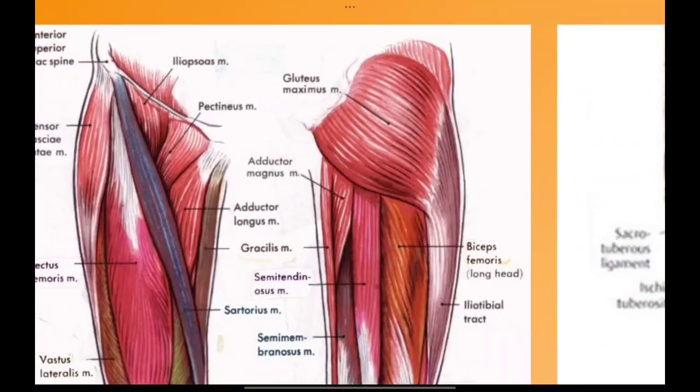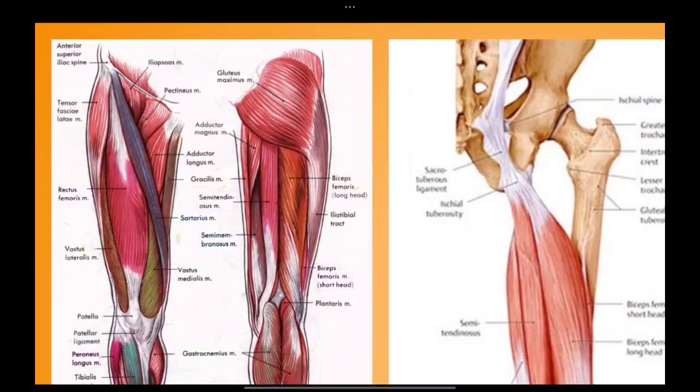shown here. Gluteus maximus, which helps in the extension of the hip. Then gluteus medius or minimus, which is present just below the gluteus maximus, and it helps in abduction of the hip. Then iliopsoas, psoas major and iliacus together form this muscle and help in the flexing of the hip. Then you have tensor fasciae latae, which stabilizes hip or knee.